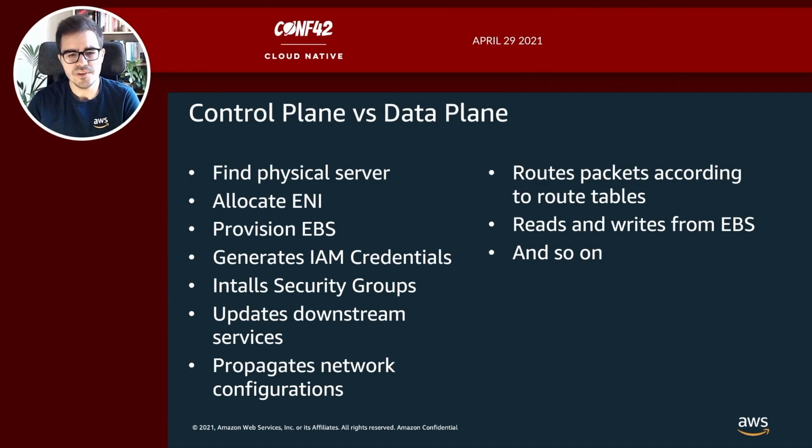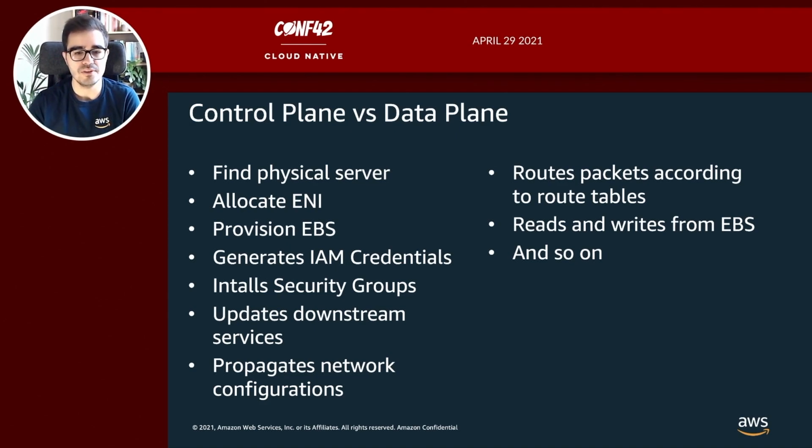It finds a physical server for the compute while respecting placement groups and VPC tenancy requirements. It allocates a network interface out of the VPC subnet. It prepares an EBS volume, generates IAM role credentials, installs security groups, stores the result in the data stores of the various downstream services, and propagates the needed configurations to the server in the VPC and to the network edge.